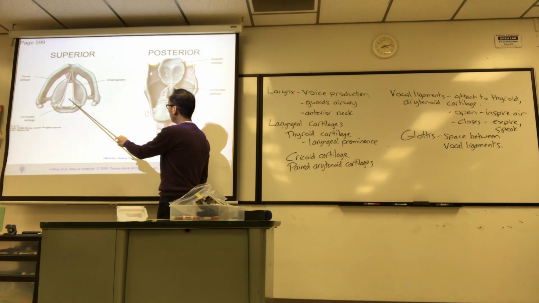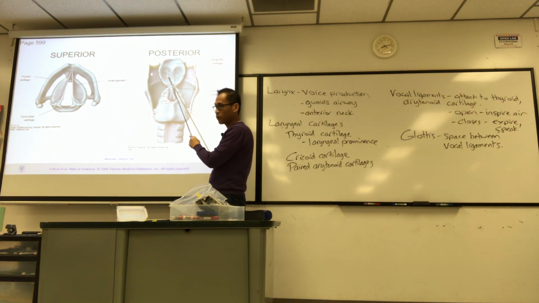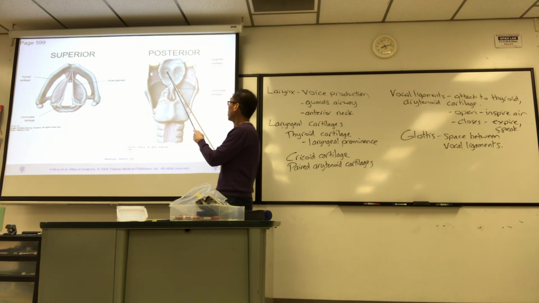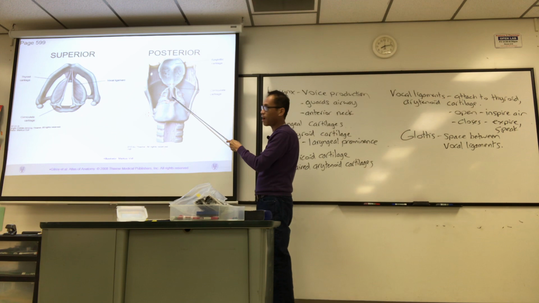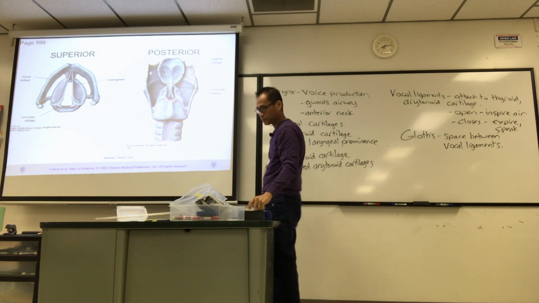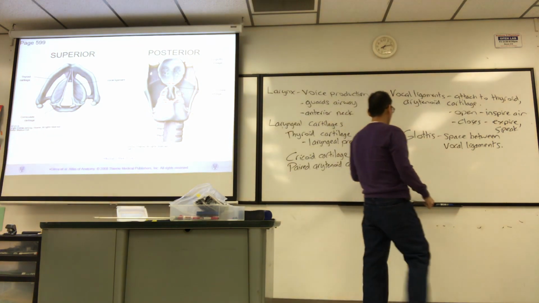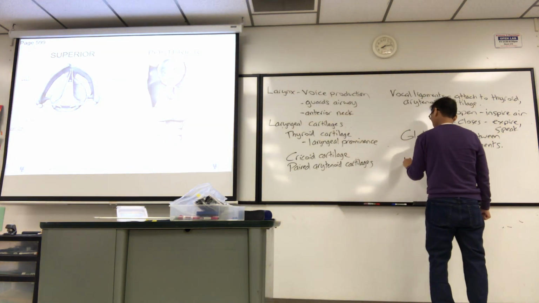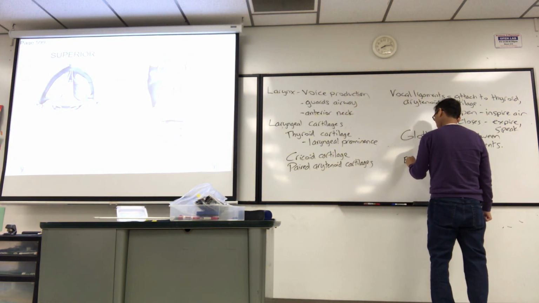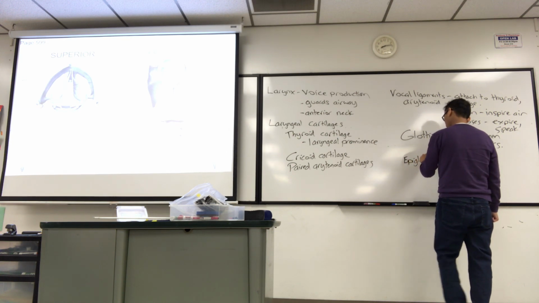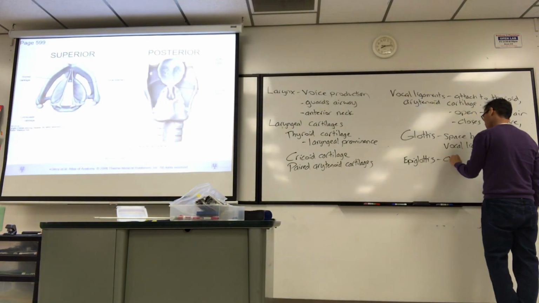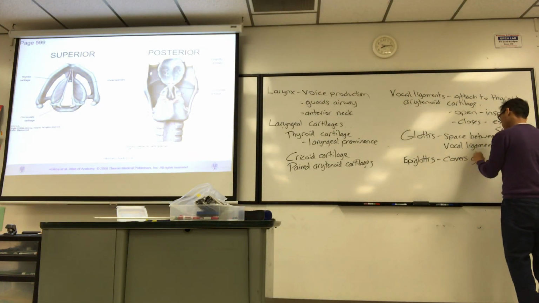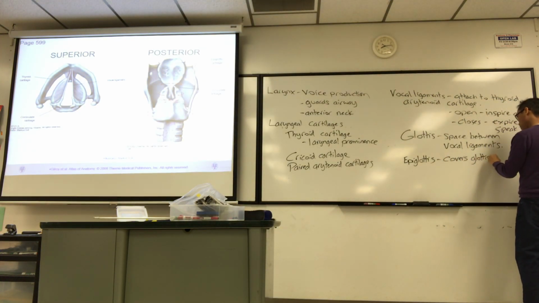When you swallow food, you want this to cover it. This is a bendable epiglottic cartilage. It folds down over the glottis when you swallow food to guard the airway. So it's called the epiglottis. Epiglottis covers glottis during swallowing.